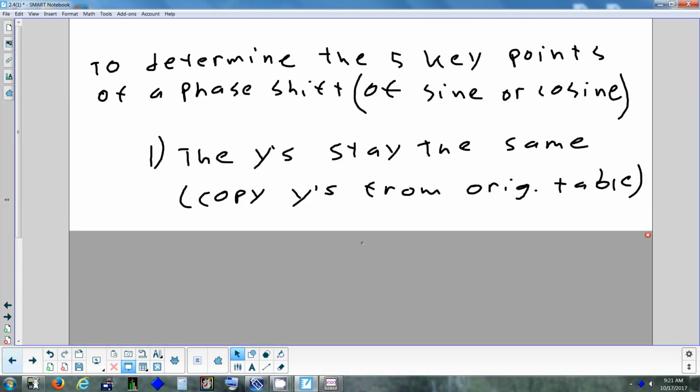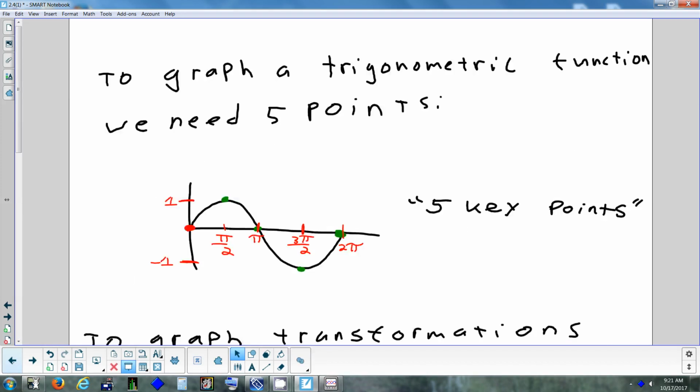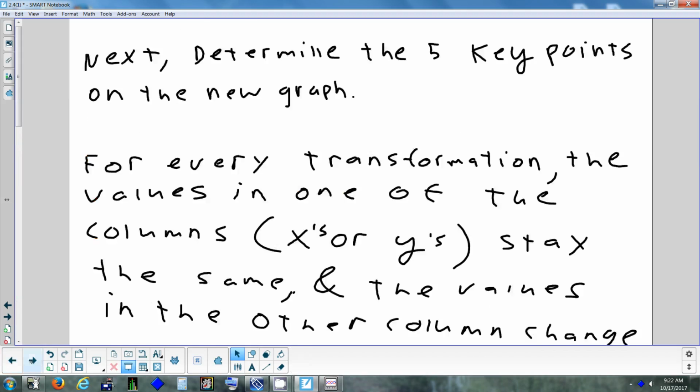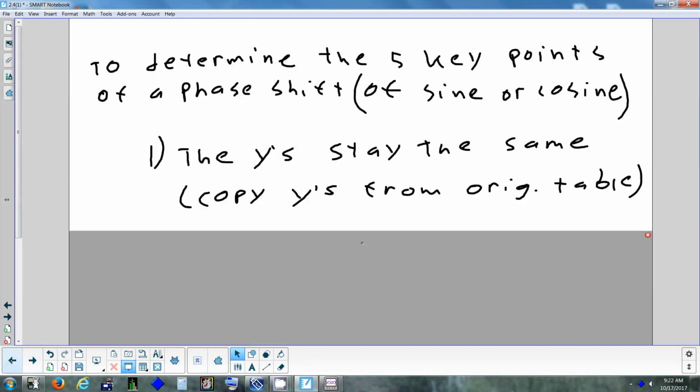So, last steps, how do we figure out where those 5 points in the table are going to move to, to make our new sketch? So what I'm thinking of is how do we figure out how to modify these tables? Well, first thing is the y's stay the same. If you're going to shift something left or right, it doesn't affect the y's. That's up and down.